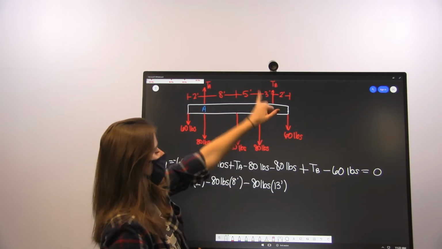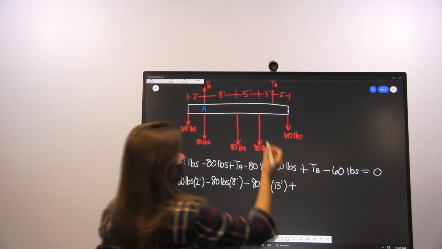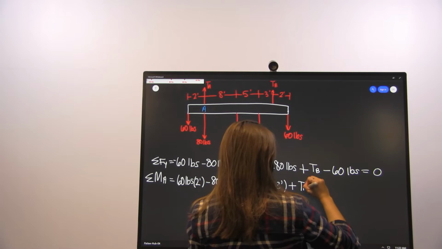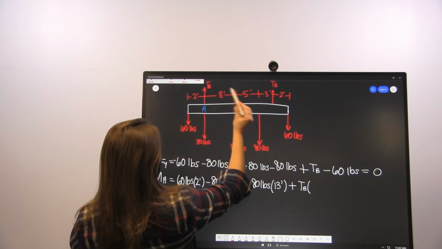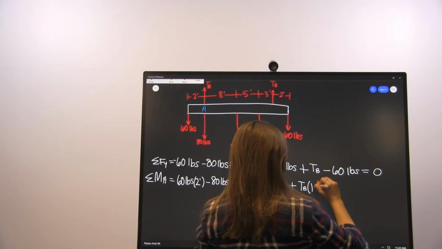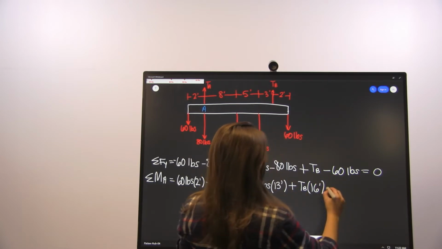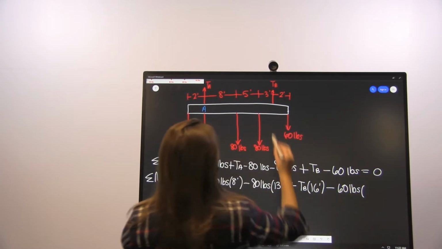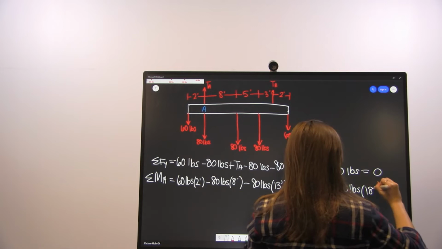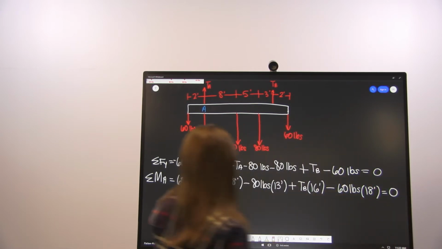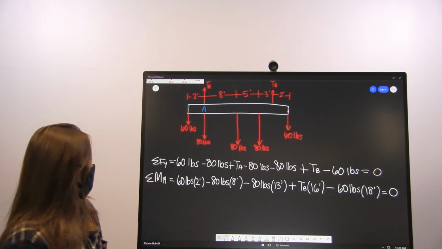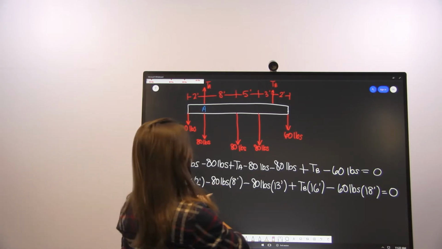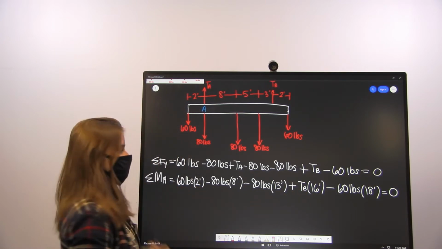And then we have tension B, which is going to create a counterclockwise rotation around A, and it's going to be positive. So tension B times 8 plus 5 plus 3, which is 16 feet. And then we'll be subtracting 60 pounds times 18 feet, because it's 18 feet away. And again, it's going to be equal to 0. There's no moments going on. And then we're going to take our equilibrium equation of the moment around A, and we're going to use that to solve for tension B.